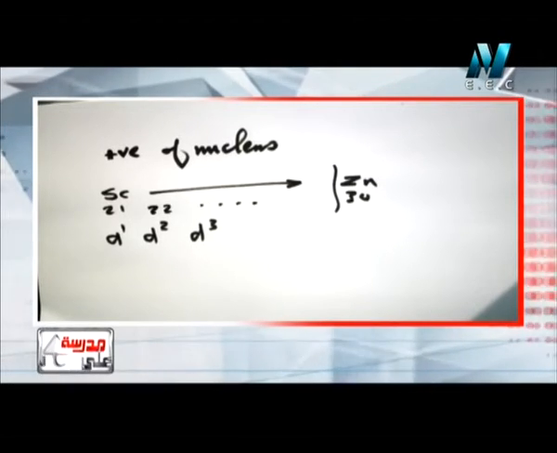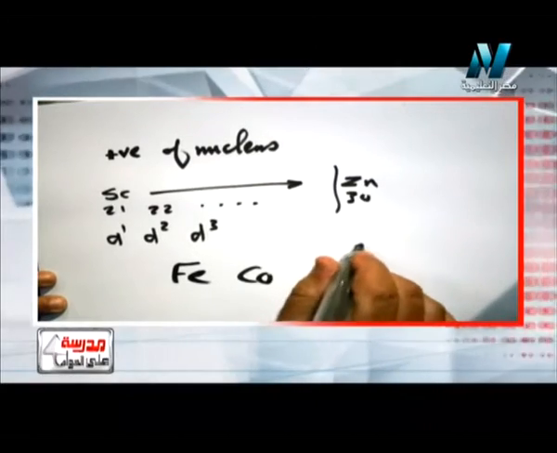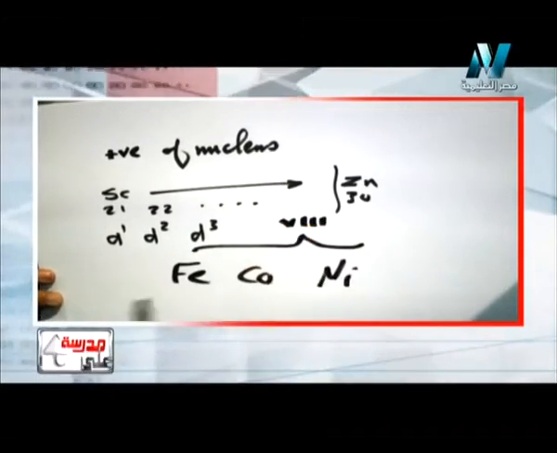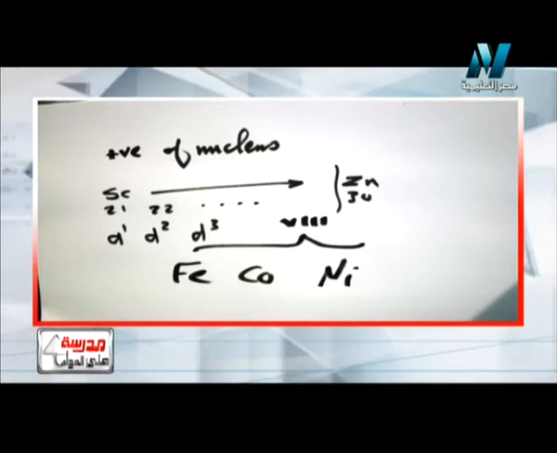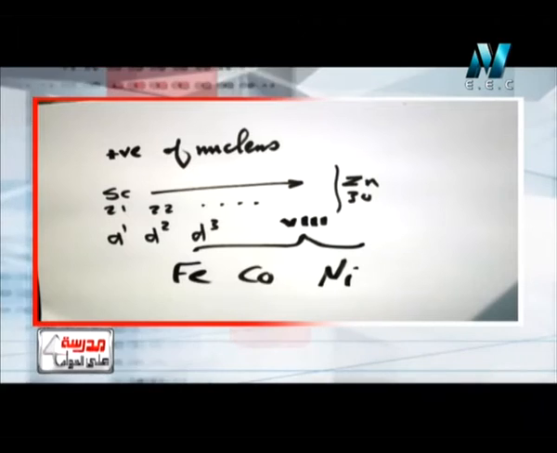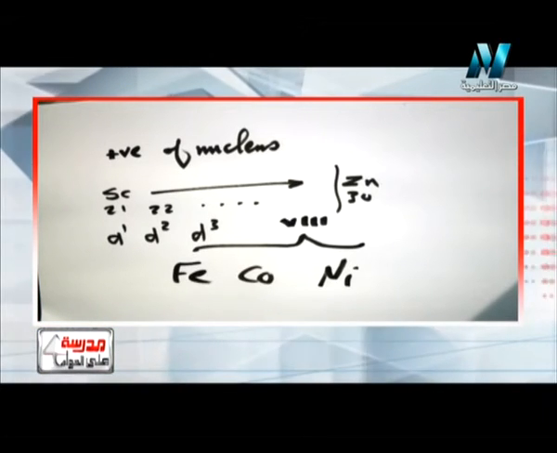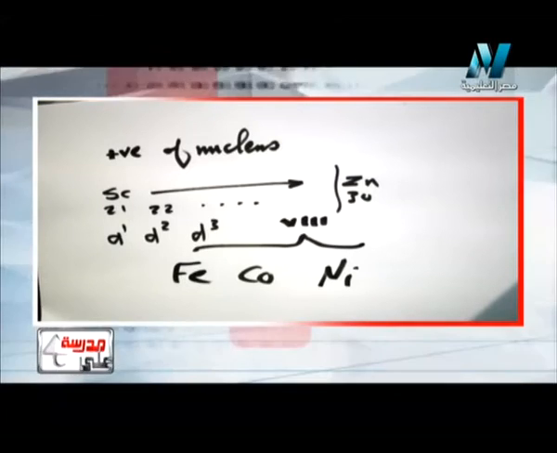So chromium, iron, cobalt, nickel, copper are almost similar in atomic radius. So they have the same properties. They are put in one group. We know that Fe, Co, Ni are in group 8, because they are similar in properties. Why are they similar in properties? Because they are almost similar in atomic radii. This is about the atomic radius. So the increase in atomic radius through this group is not big.